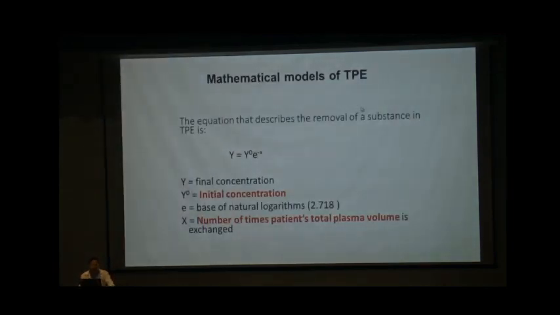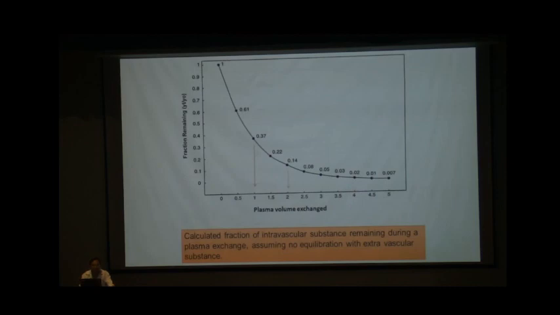The mathematical model of TPE is that the final concentration of the substance depends on the initial concentration of the substance in the plasma or blood, and is related logarithmically to the number of total plasma volumes we are exchanging. It will keep reducing the final concentration of the substance. We can see that with half of the plasma volume, 61% of that pathogenic substance remains. With 1 plasma volume, 37% remains, and with 2 plasma volumes, 14% remains. But we try not to go beyond these because there is a higher chance of reaction in the patient.